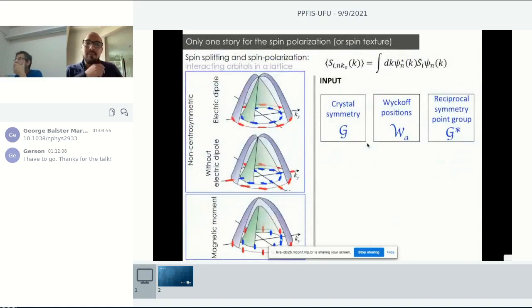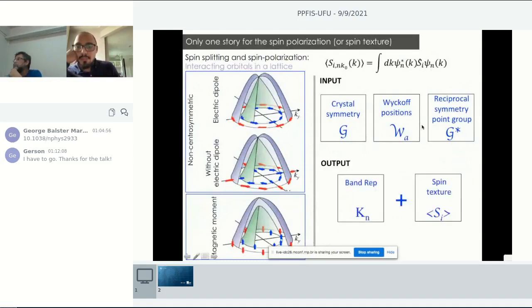Well, then the main idea is the following: to have the crystal symmetry, Wyckoff position, reciprocal symmetry point group, and using only this information, we are able not only to have the band representation as we discussed before for the band structure, but now also to have the spin texture. So, this is what we would like to have in our presentation today.